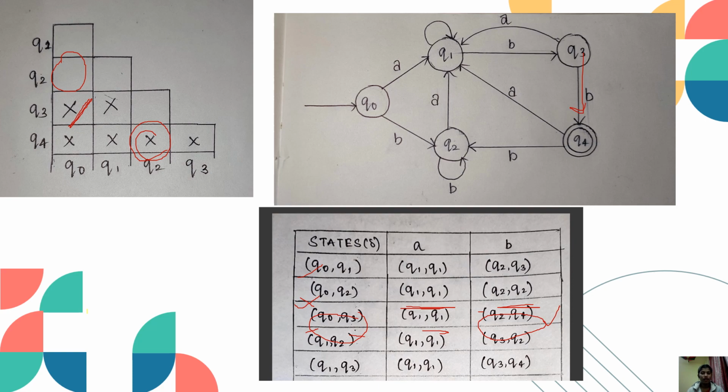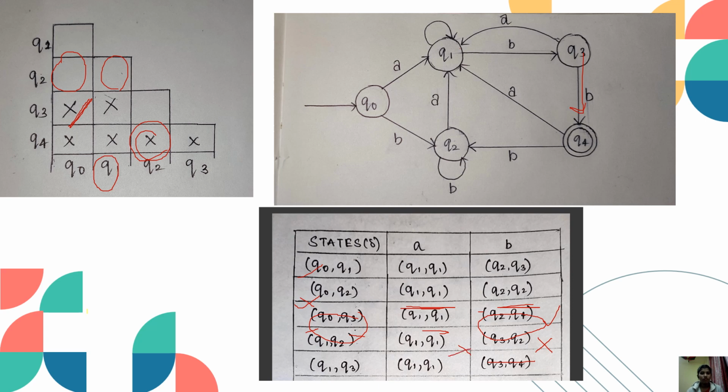Next we'll check for all, so basically we need to check for all the blocks that are unmarked. Now we'll check for Q1 and Q2. For Q1 Q2, A is Q1 Q1, and Q1 reaching B is Q3 and Q2 reaching B is Q2 itself. So Q3 Q2, we can make out Q3 Q2 is not marked and Q1 Q1 is also not marked. So for now we won't mark the Q1 Q2 state.